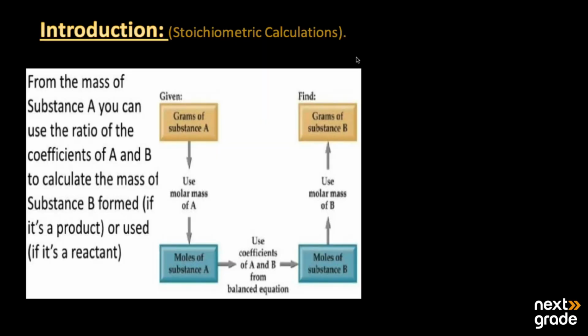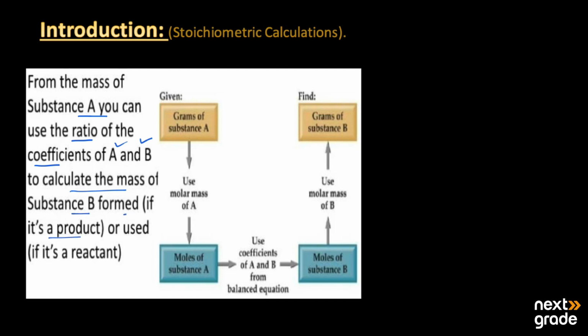So, in our today's video, we are going to discuss stoichiometric calculation. Let's have a look at how we can calculate the masses of different substances from the given data. The first thing that we have to do is, from the mass of the substance A that is given, we will use the ratio of the coefficients of A and B, and we will calculate the mass of the substance B from it. So it is its product.